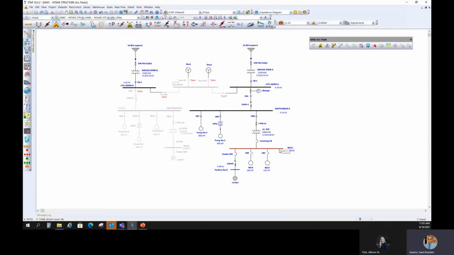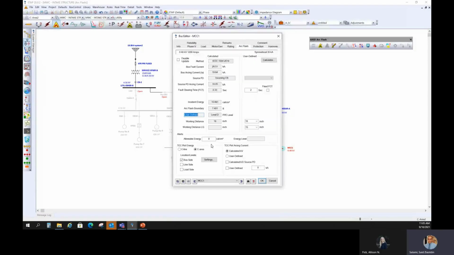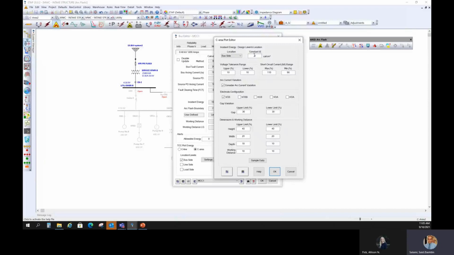Let's look at the MCC1 for the C area plot. At this point, we go to the bus editor in eTab. Under the Arc Flash tab, we can see it says TCC plot energy, C line or C area. The focus today is on C area, and let's look at the bus side and select the setting variation for the bus side. We go to the settings, and as you see here, it says design level and location. We can put any design that we have as a constant instant energy. We can select 8 for now.